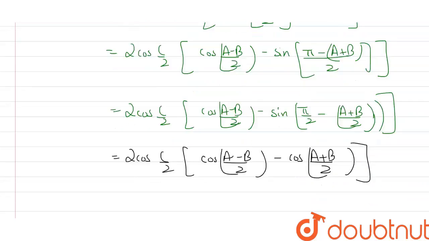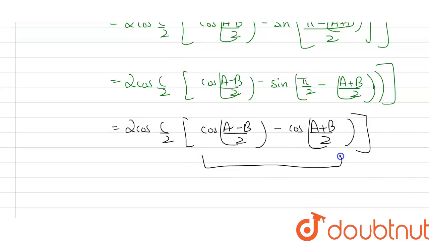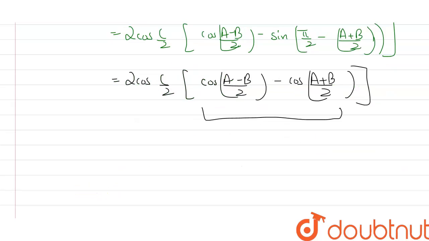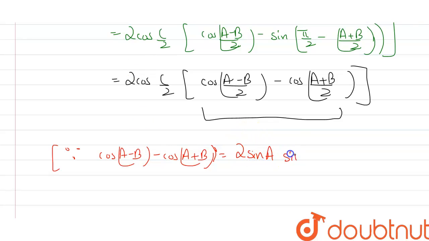After solving this, I have to use the property on the terms cos A minus B by 2 and cos A plus B by 2. Using the CD formula we have derived, cos of A minus B and cos of A plus B. Sorry, there should be a minus in between, so let me correct it. We have to use the subtraction identity, not the positive one. So cos A minus cos A plus B should always equal 2 times sin A and sin B.